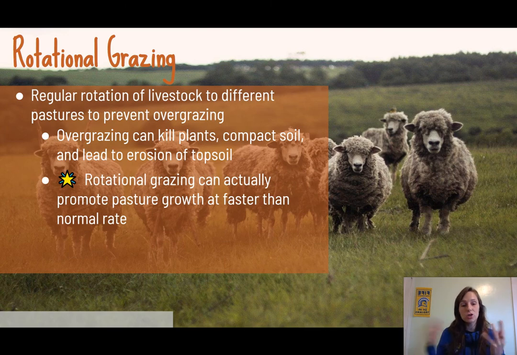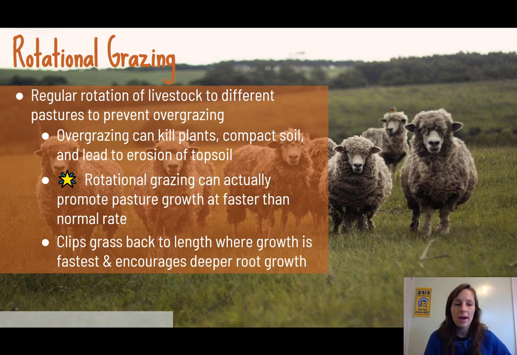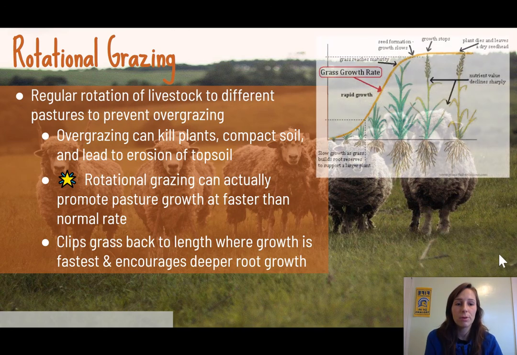So by doing rotational grazing, you can actually promote pasture growth at a faster than normal rate. So if you've got like a big square acreage, maybe you have it divided into 4 quadrants. So for 1 month, you have them in the upper quadrant, and then you just move them every few months, and that's how you would do that rotational grazing. So when you have these animals feeding on the grass, they're going to be clipping the grass back to a length where growth is fastest, and it actually is going to encourage deeper root growth.